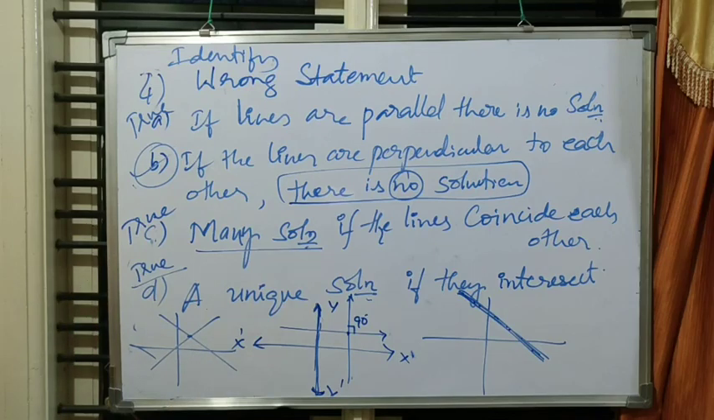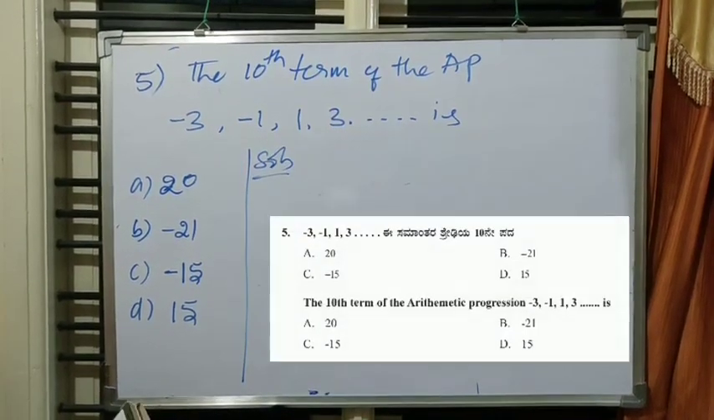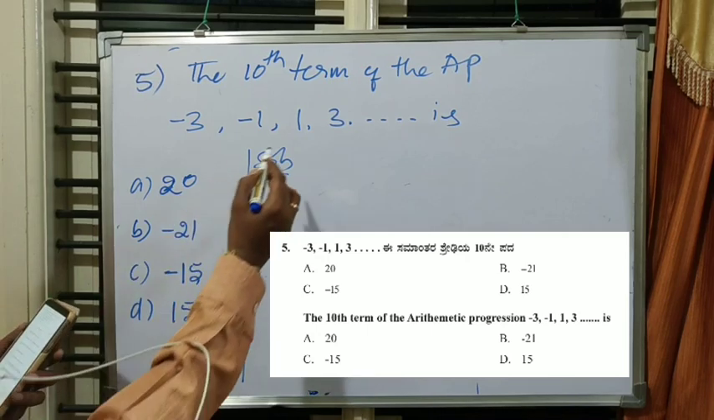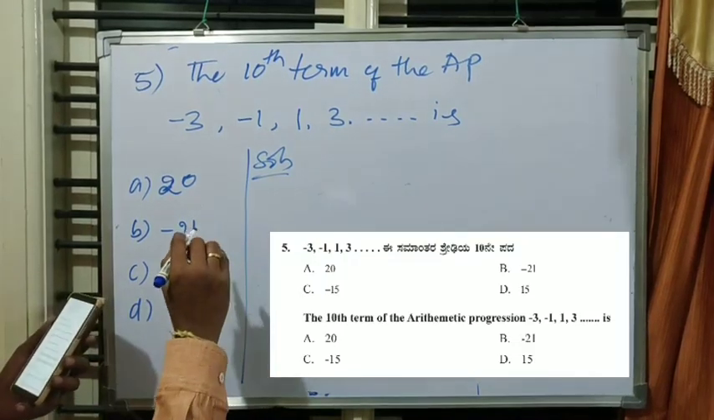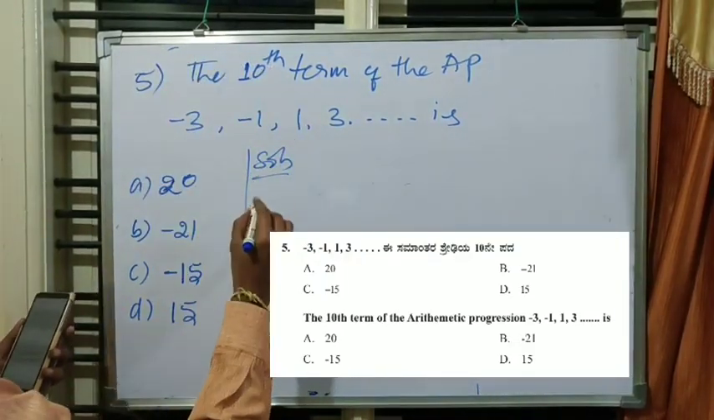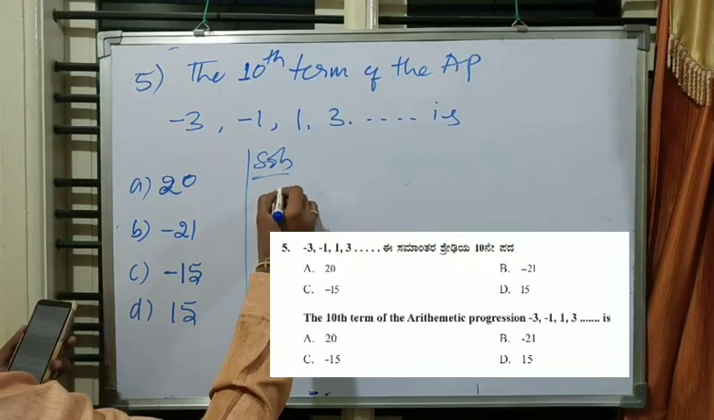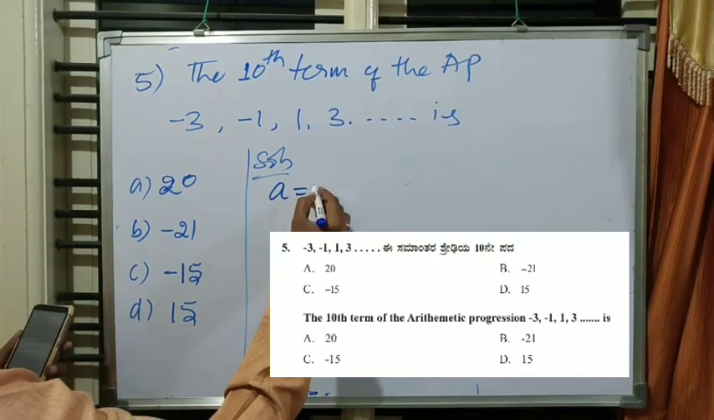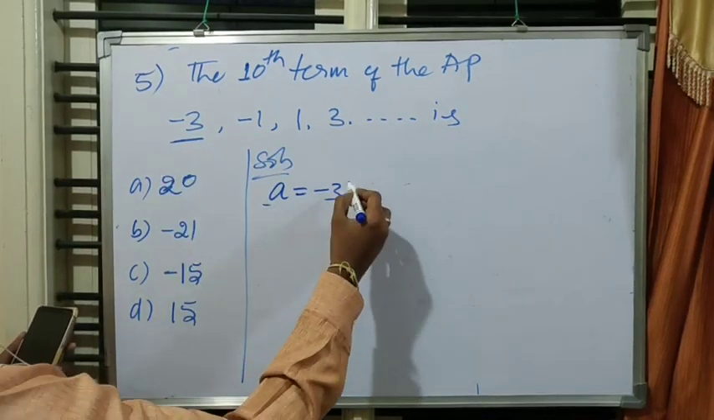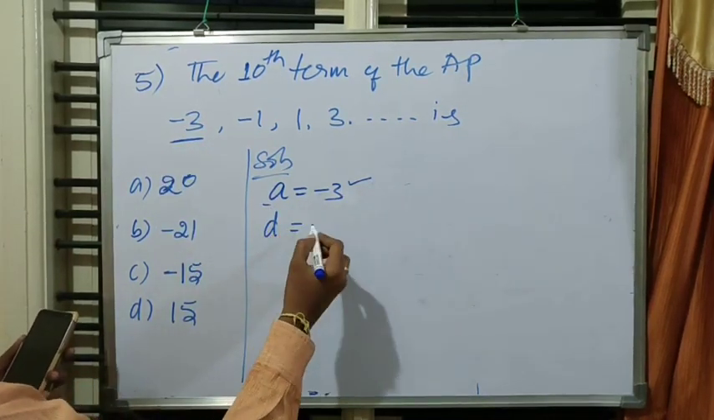Okay, dear students, let us come to the fifth question. The fifth question is: the 10th term of the AP -3, -1, 1, 3 is. You have to find here the 10th term. Before finding the 10th term, first we have to find the a value. a is the first term, so the first term is -3. Then we have to find the d value.